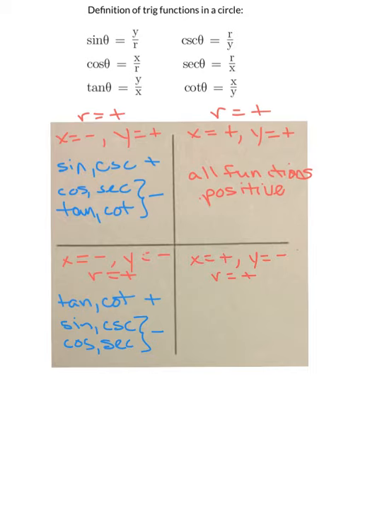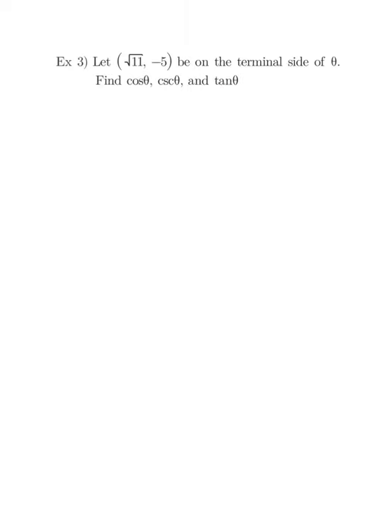So the two that are positive in quadrant 4 are cosine and secant. The other functions are all negative. So sine, cosecant, tangent, and cotangent are all negative in quadrant 4.